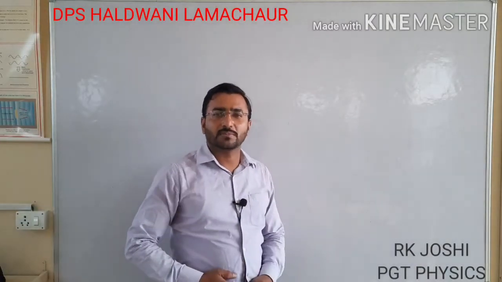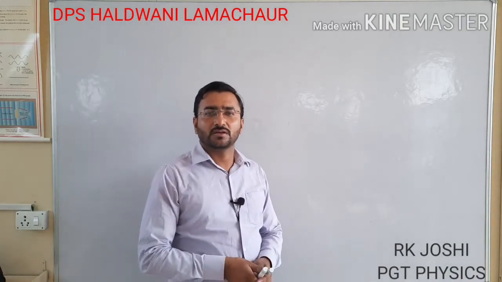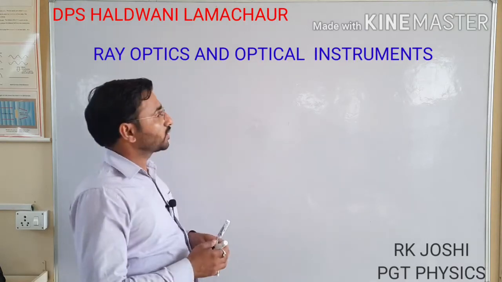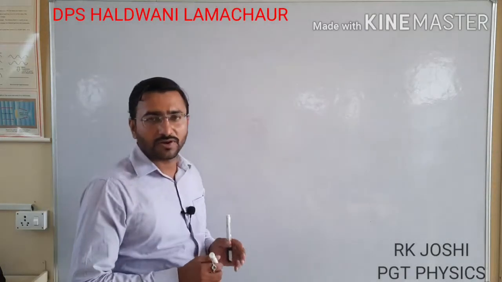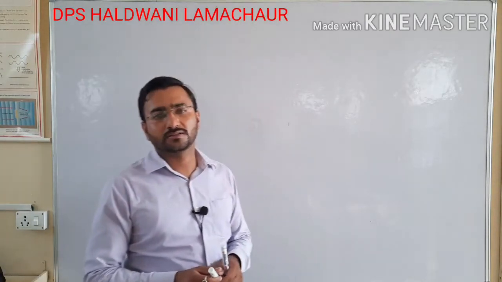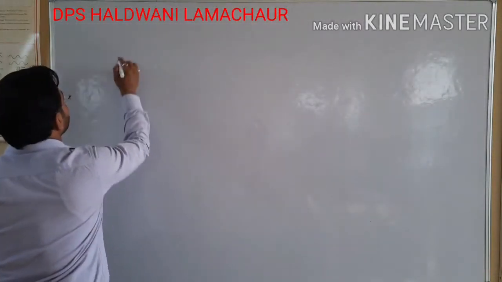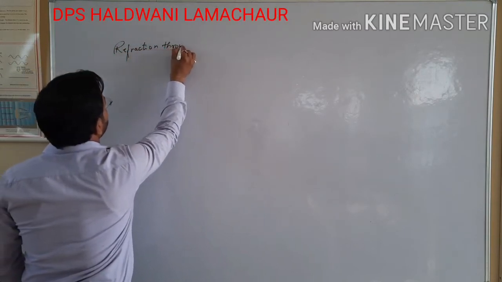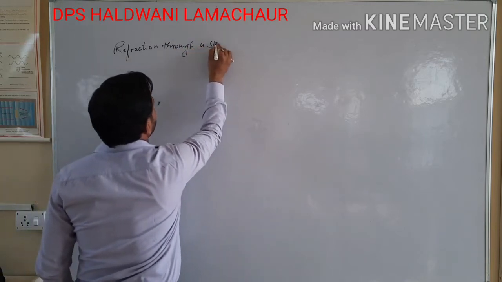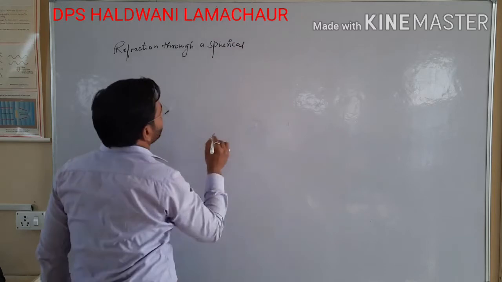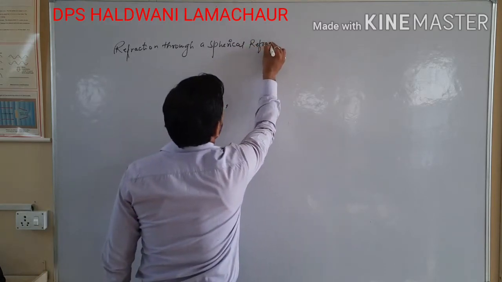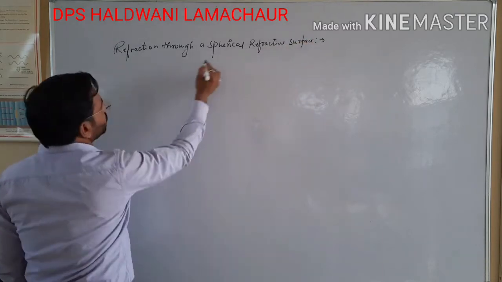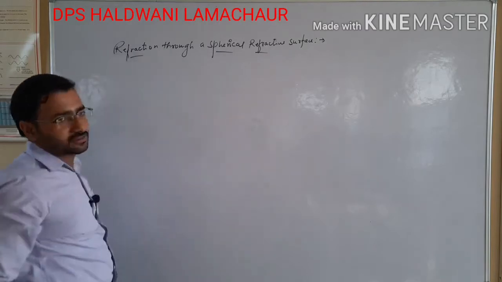So today we will discuss the next topic of chapter 9, ray optics and optical instruments. In this chapter today we will discuss refraction through a spherical refracting surface. So when we discuss the topic of refraction through a spherical refracting surface, we have two types of refracting surfaces.